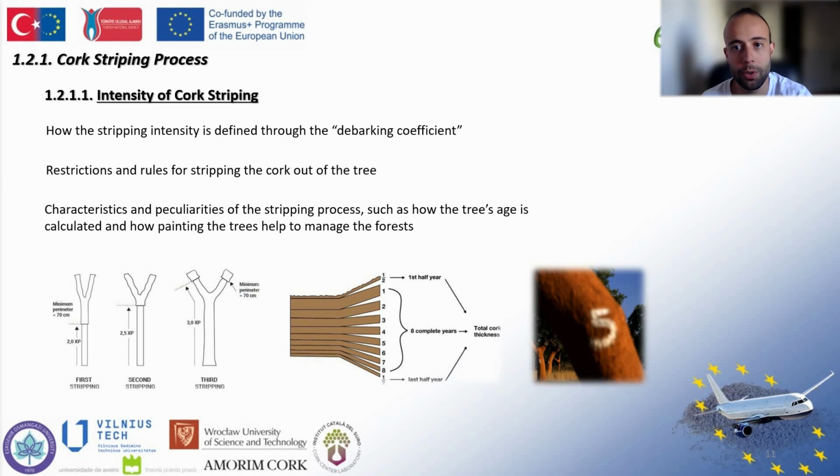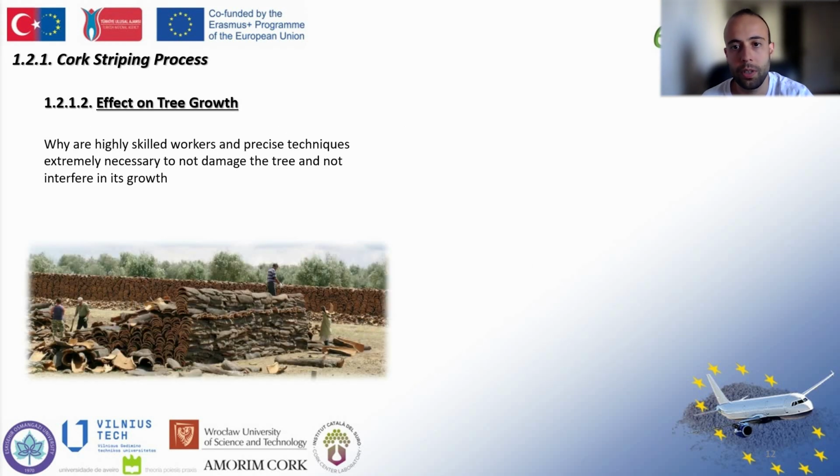We will learn how the stripping intensity is defined through the debarking coefficient and what this is all about. Also about the restrictions and rules for stripping the cork out of the tree, and the characteristics and peculiarities of the stripping process, such as how the tree's age is calculated and how painting the trees helps to manage the forests. Here we will see the highly skilled workers and precise techniques extremely necessary to not damage the tree and not interfere in its growth.